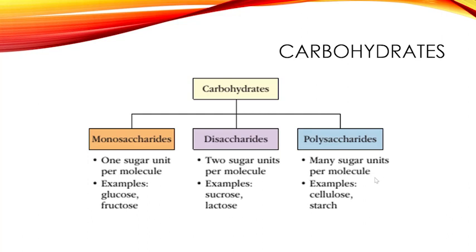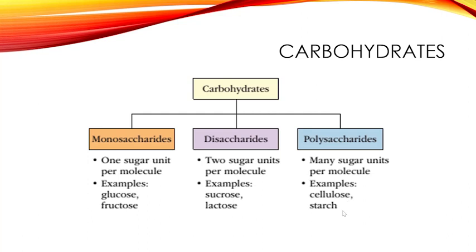A very good example of a polysaccharide is cellulose. Cellulose is made of repeating glucose units, but it's a very, very, very long chain of glucose. And you can commonly find cellulose in the cell walls of plants. Cellulose is the reason why plants can stand. It's the reason why plants have the rigidity that they have, okay?